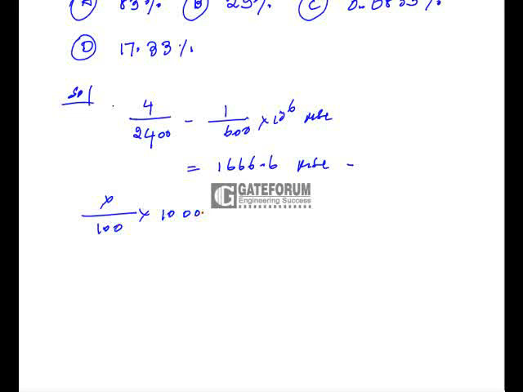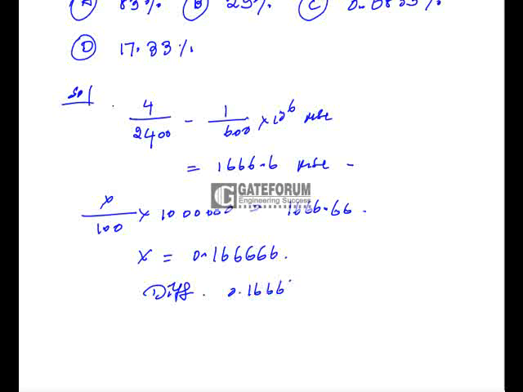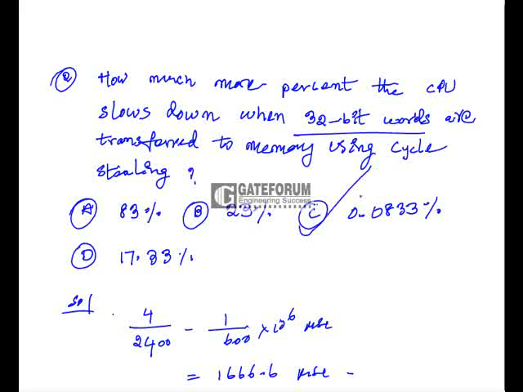So for x percentage of the time of 1 million instructions, this is equal to 1666.66, then the x value according to this will be 0.166666. So what is the difference? The difference is 0.166666 minus 0.0833, like this. So it will become 0.0833 only. Okay, so option C is the right option here.